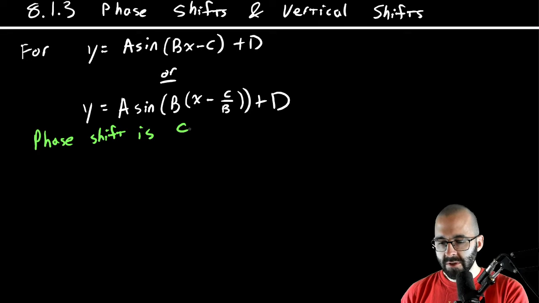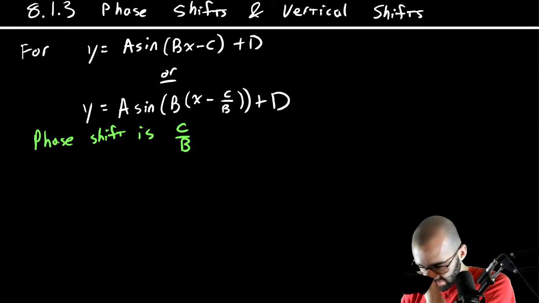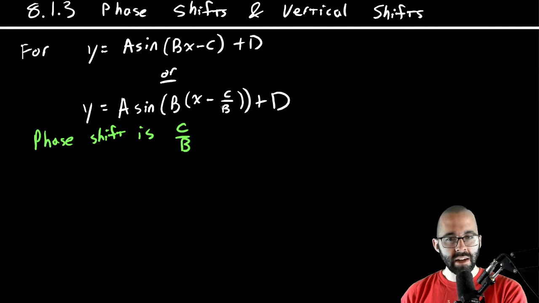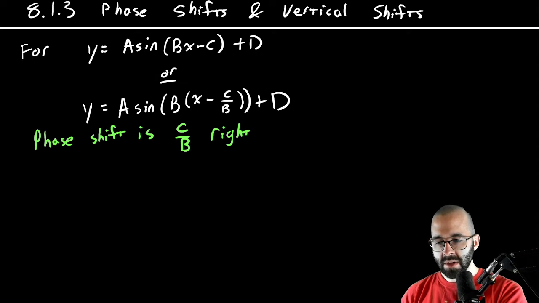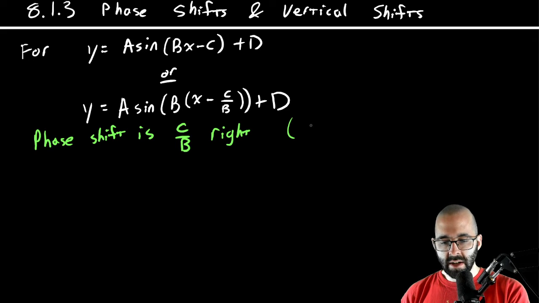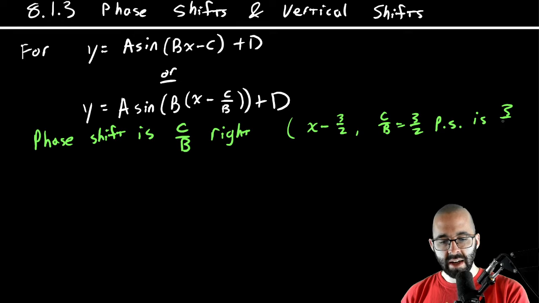is C over B. Okay, and watch out for this negative right here. It should be x minus C over B. C over B to the right. So for example, if we had x minus 3/2, C over B is 3/2, so the phase shift is 3/2 to the right.